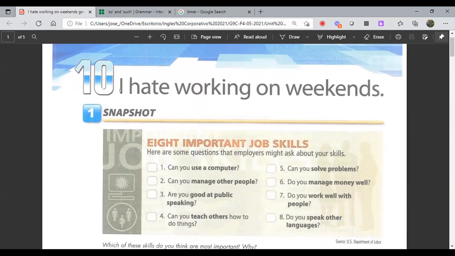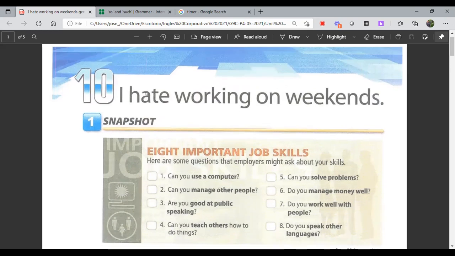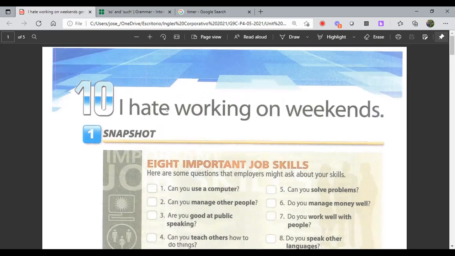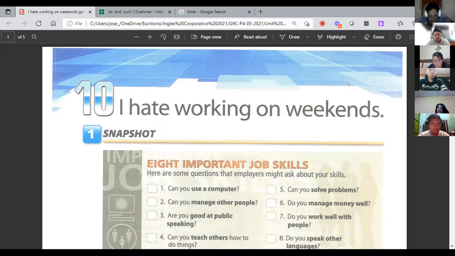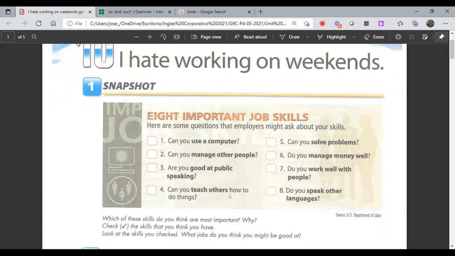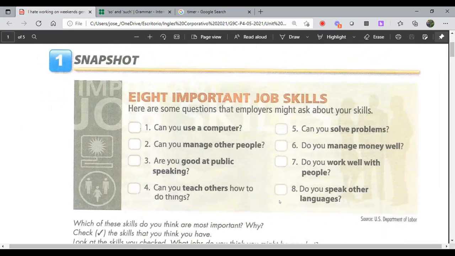The point is that you have an ing here. You see, I hate working on weekends. La forma base del verbo se conoce como infinitivo, pero la forma que tiene ing se conoce como gerundio. All right, that's something that you need to understand over there. Okay, o yo le conozco como ing or ing. Right. So now let's take a look at this. 8 important job skills. Here are some questions that employers might ask about your skills.